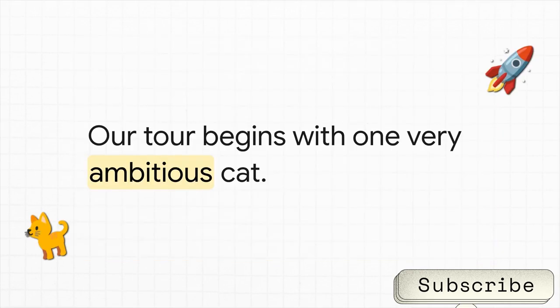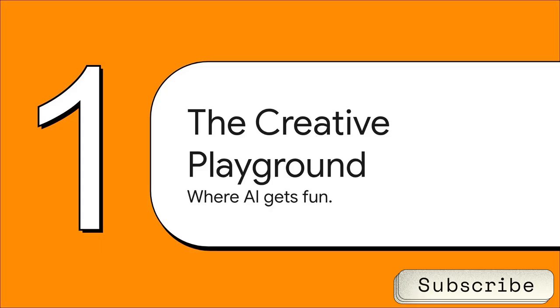And how are we going to make sense of all this cutting-edge tech? Well, our guide through all of it is going to be an incredibly ambitious cat. Seriously, this cat has some big dreams, and its journey is going to make everything crystal clear. Okay, first stop, the fun part. We're jumping straight into what's called the creative playground.